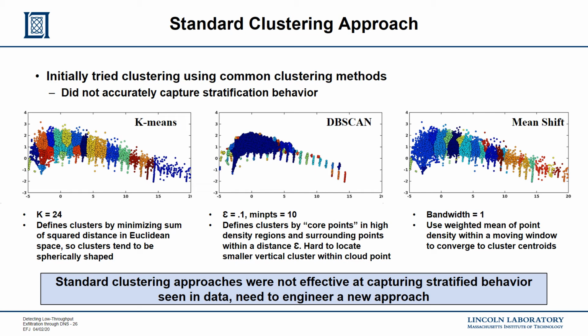Of the 3, you can see that mean-shift did the best job at capturing that vertical stratification behavior we see in our dataset. However, it was not ideal still, so our approach was then to engineer a new way of clustering our data, as we decided that the classical clustering methods were not effective at capturing the stratified behavior that we see in our data.